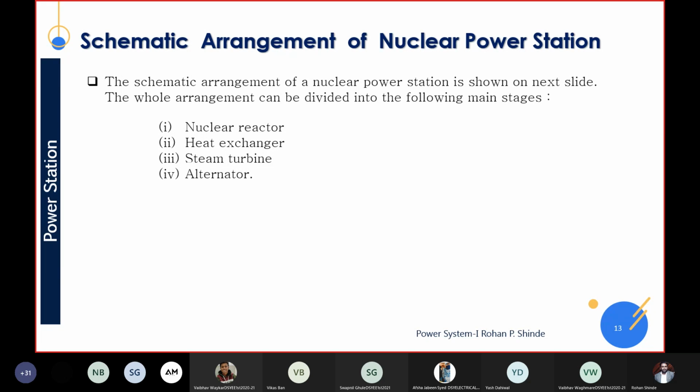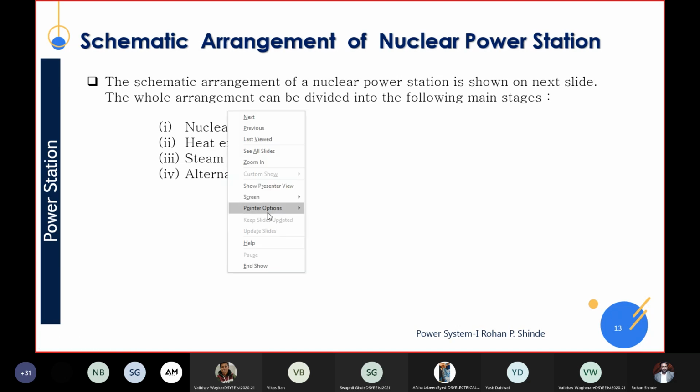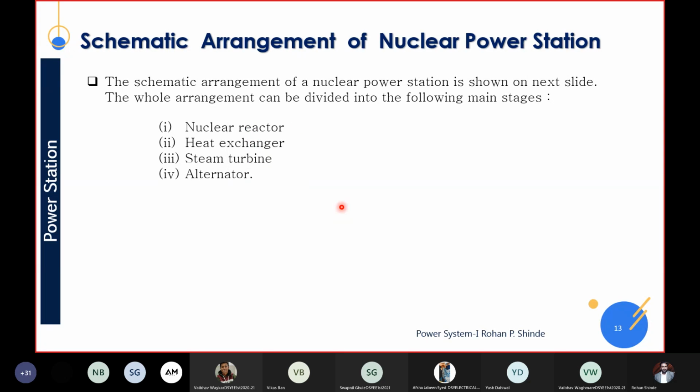Now this steam has to be moved towards the steam turbine. So the next important stage is a steam turbine. If the steam is moved towards the steam turbine, the turbine starts rotating. This steam turbine is coupled with an alternator, so that the alternator starts rotating. So the alternator can convert steam energy into an electrical energy. So these are the 4 important stages in a nuclear power plant.